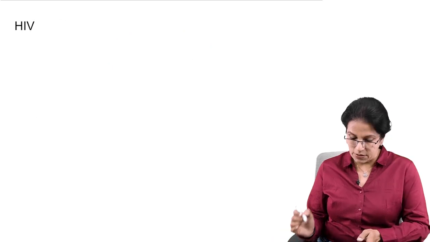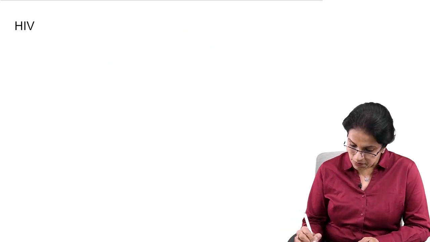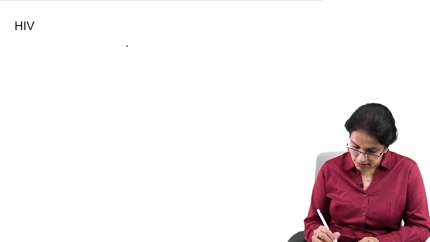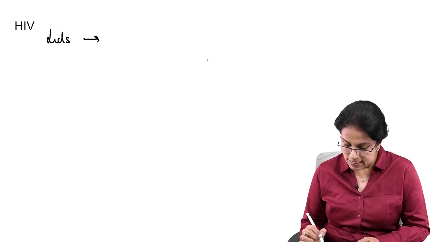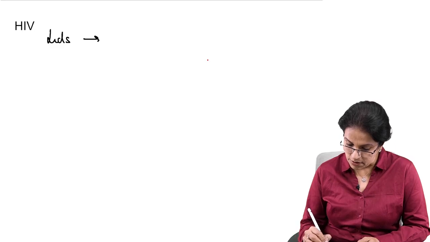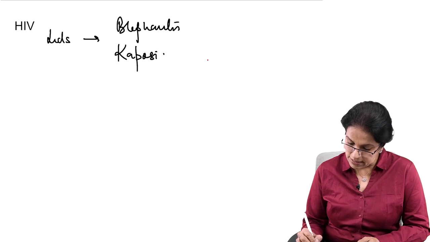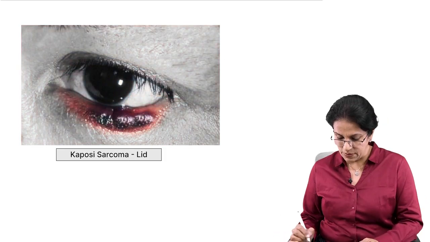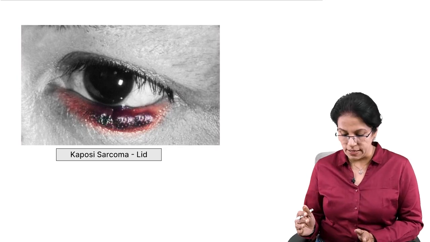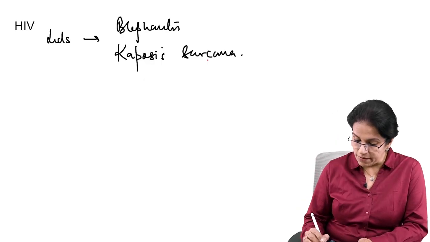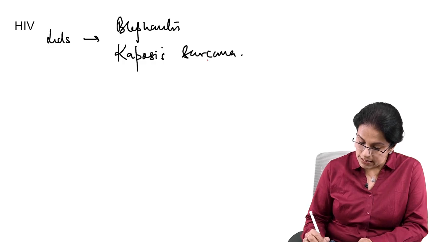What can be the other features? Let's draw. So in HIV, if you think one by one, of course, first comes your lids. What are the findings in the lids? In the lids, what we get is, of course, blepharitis and Kaposi sarcoma. This we will not forget. So, this is your Kaposi sarcoma on the lid. And what is the third thing that we have to remember apart from Kaposi's?